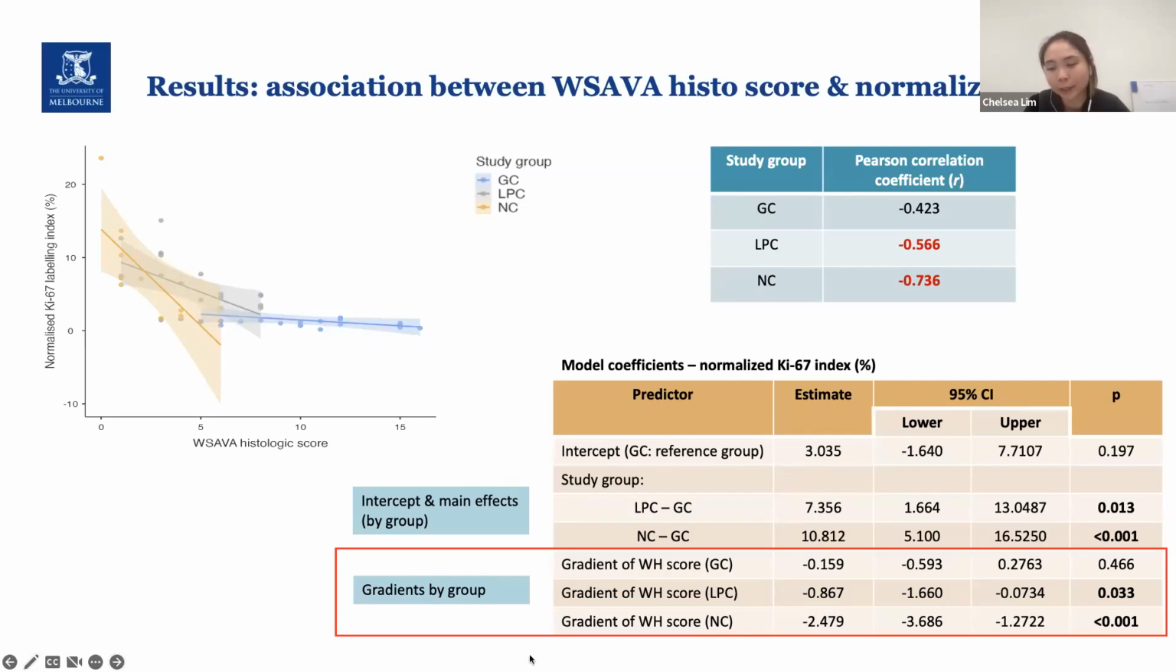In this case would be the normalized Ki67 index, with every unit increase in the explanatory variable. In this case, the Wasaba histologic score per study group. And if results for the LPC group and NC groups were significantly different from that of the GC group, which has been set as the reference group.